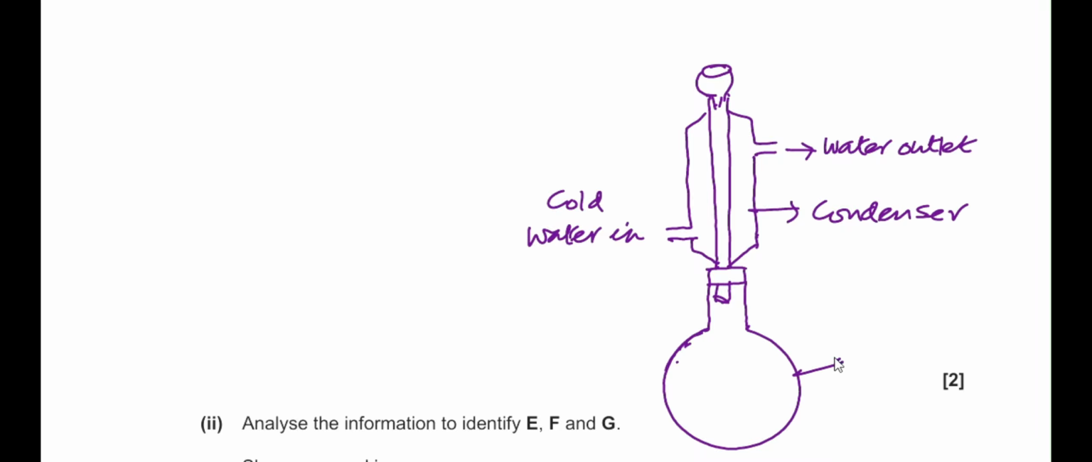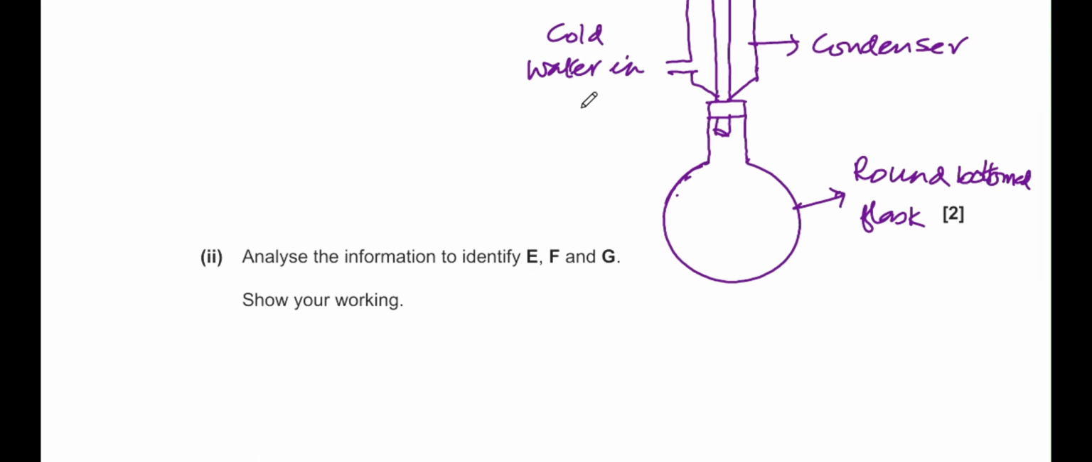This is the round bottomed flask. It can be a pear shaped bottle also, but don't draw a conical flask because we need to have a heating arrangement at the bottom. Round bottom flask, cold water in. What else is there? We need to have the mixture here and then heating arrangement. It can be a Bunsen burner or any other kind of heat source. So we can say a heat source.